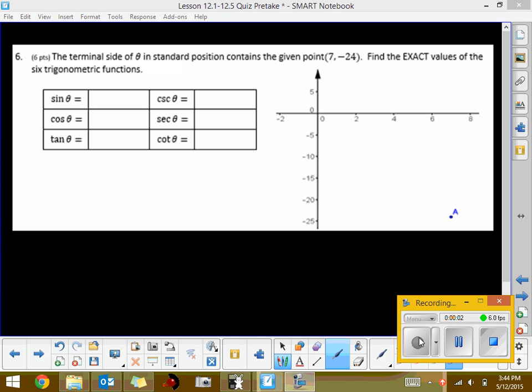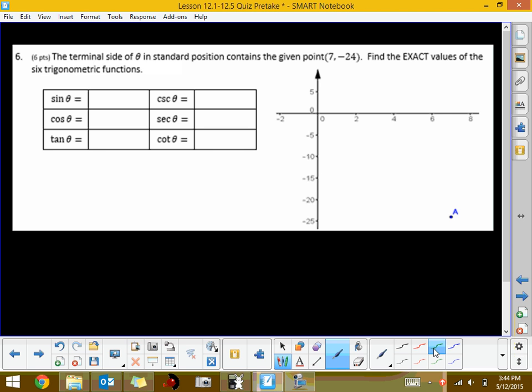Question 6 gives us the terminal side of theta in standard position containing the point (7, -24). So from that description, I know that I have an angle whose terminal side goes from the origin to point A, which is at (7, -24). And that gives us some information here. We've gone 7 units to the right, and we've gone down 24 units. So this length is 7, and this length is 24.